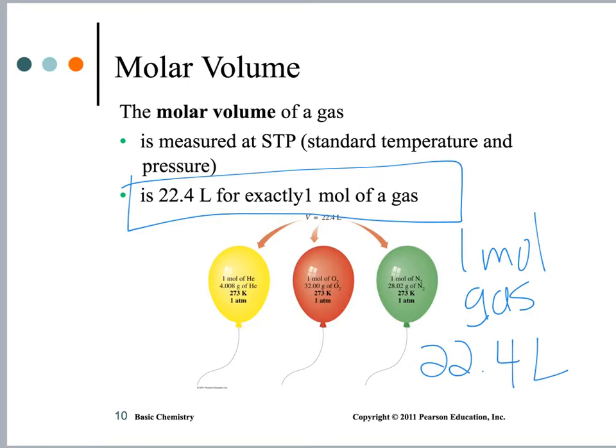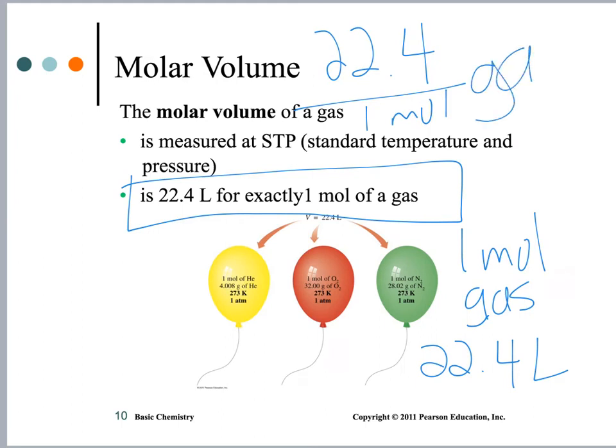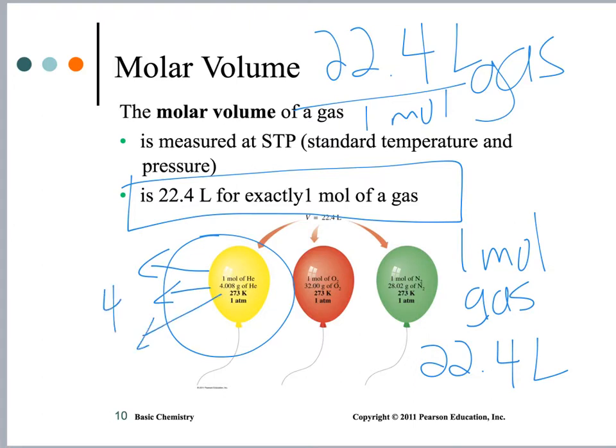We've already done that: 22.4 liters, one mole, and it has to be gas. If you take a look, it gives you a couple examples. It shows you that one mole of helium is going to weigh 4 grams. It's going to be 273 Kelvin because it's got to be at standard temperature, and then you have 1 atmosphere, standard pressure, STP.